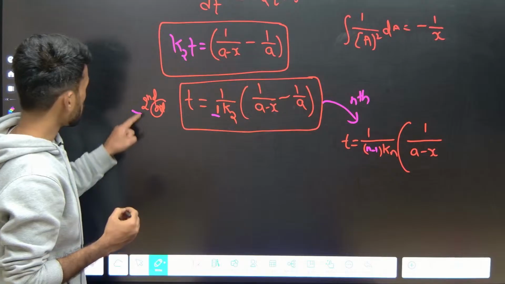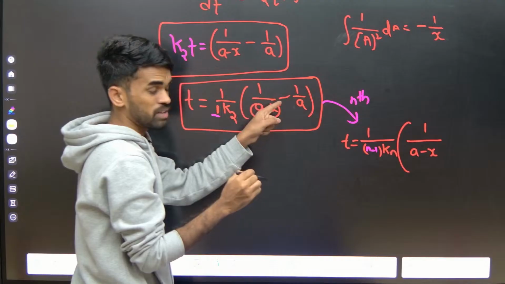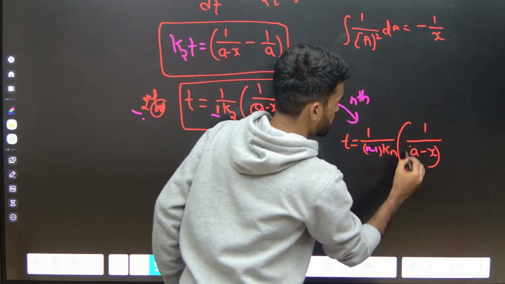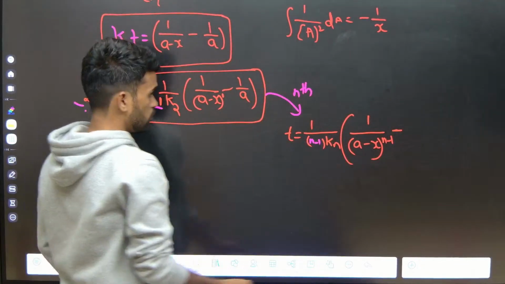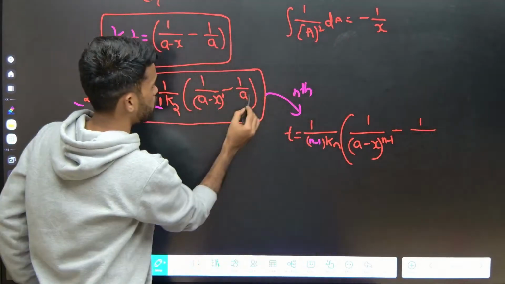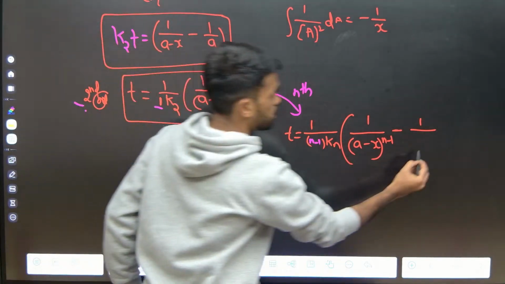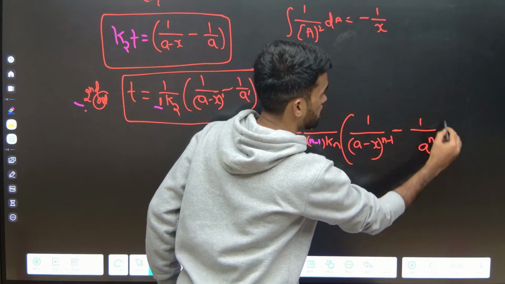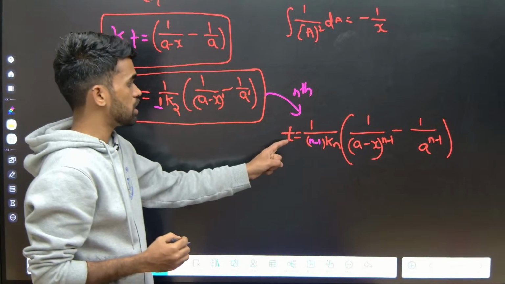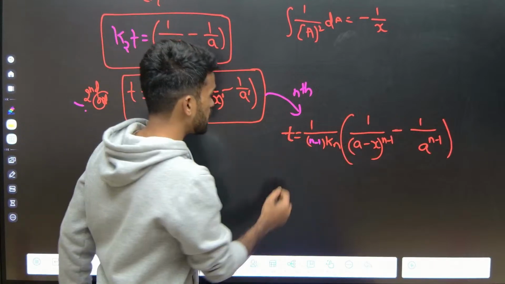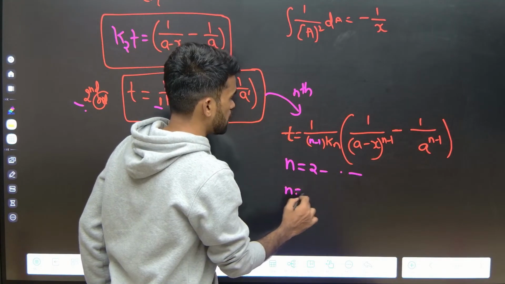For second order you are seeing the power as 1. If it is third order, you are seeing power as 2. So you can write (A minus x) to the power n minus 1, minus 1 by A power n minus 1 for an nth order, that is it. So t, the time taken for a particular nth order reaction, will be written like this. So n can be 2 to anything, it cannot be 1.